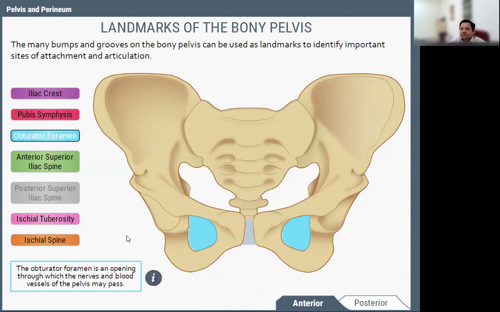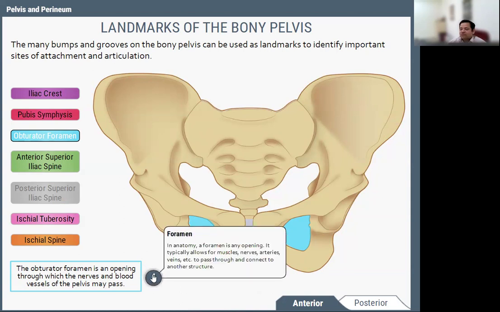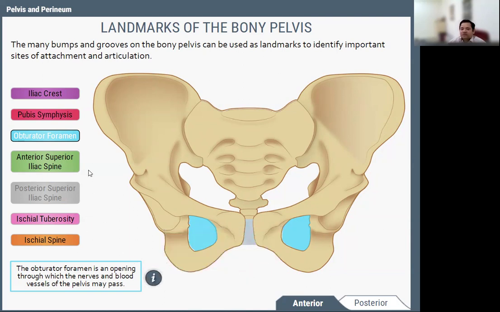The obturator foramen is an opening through which nerves and vessels pass from one place to another. Now, what is a foramen? A foramen is an opening which allows muscles, nerves, arteries, veins, etc. to pass and connect to the other side, and they are actually surrounded by bone, especially. This is the obturator foramen. Now, there will be some difference between the male and female pelvis also, which we will talk about later.